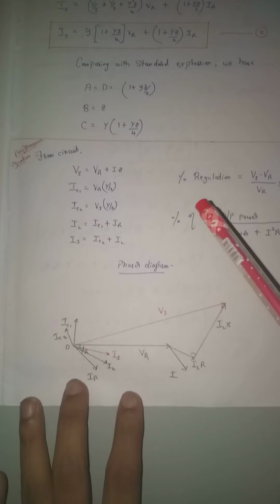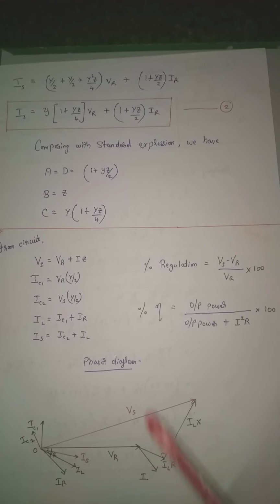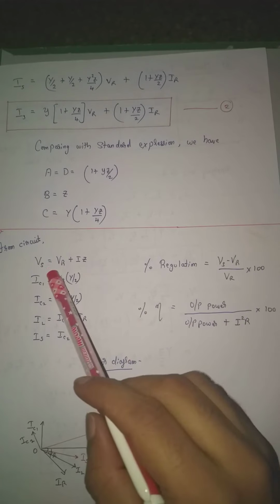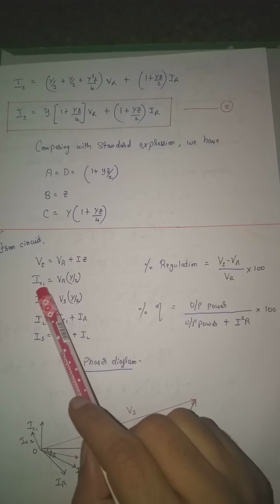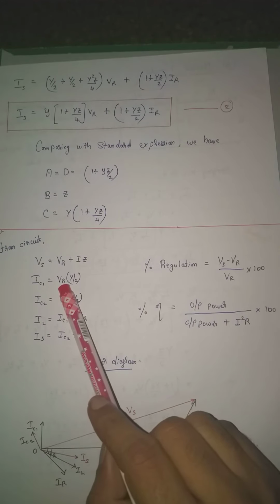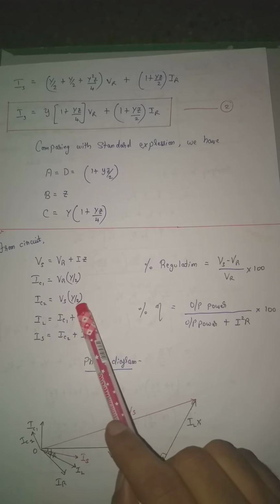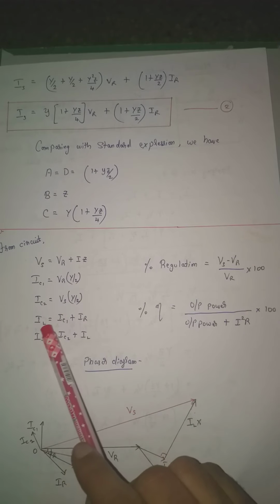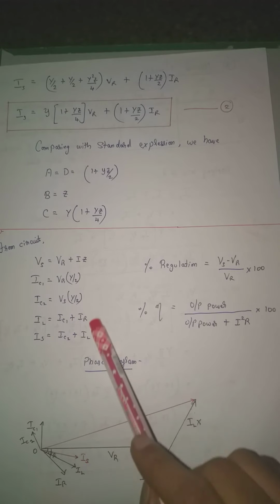Now we'll go to the phasor diagram part of it. So before that, these are the performance equations. From the circuit, we know Vs is equal to Vr plus I into Z. Current flowing through the capacitor IC1 is voltage into corresponding admittance, and IC2 is Vs Y by 2, and current flowing through the line is IC1 plus IR, Is is equal to IC2 plus IL. All these things already we have used.